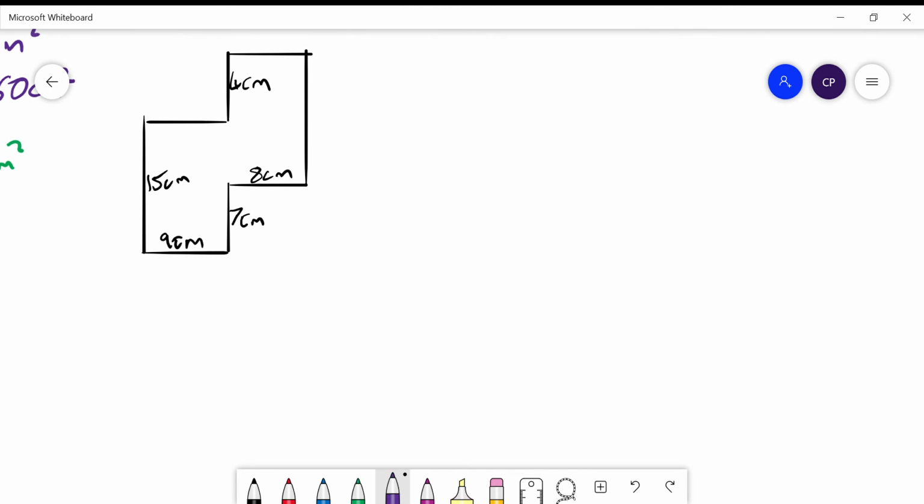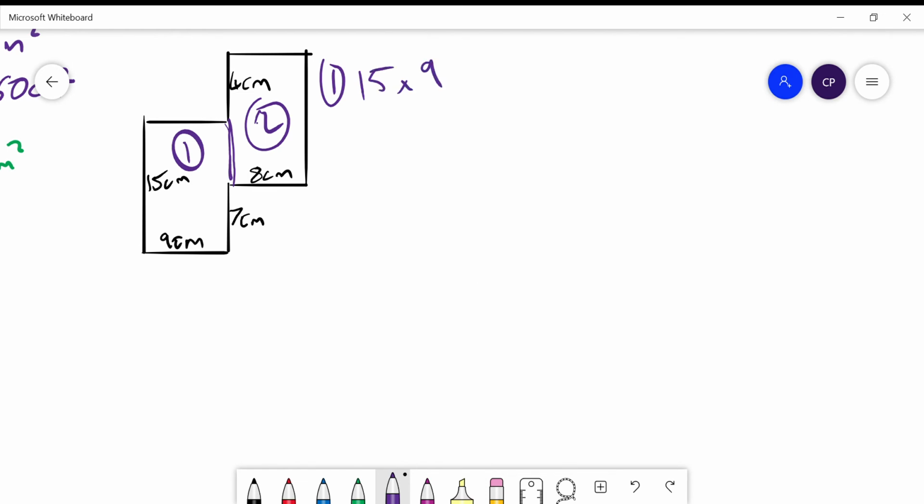For this one, again, it's recognising which way you want to cut it. I'm going to cut it this way here. So I'm going to put a line here. And again, we've got 1, 2. So rectangle 1, rectangle 2. So for rectangle 1, it's 15 by 9, so it's 15 times 9.